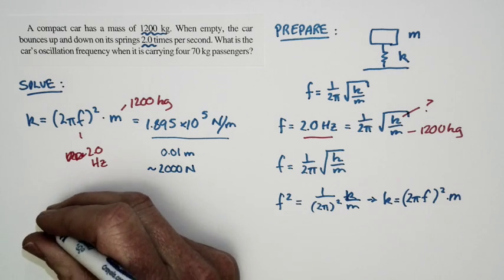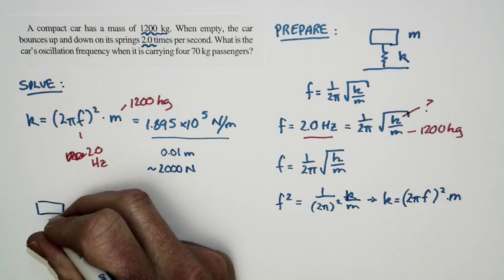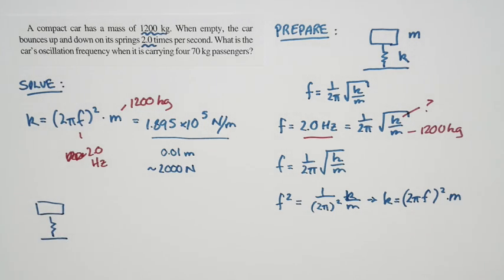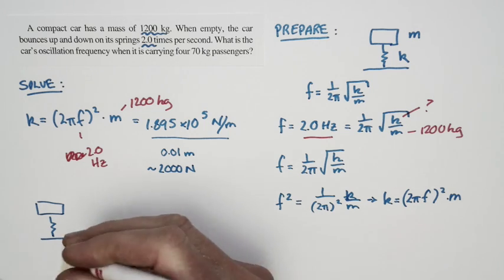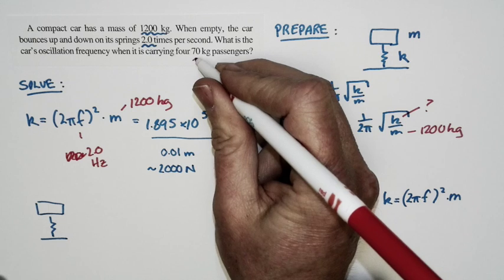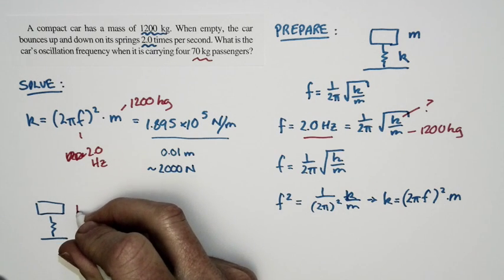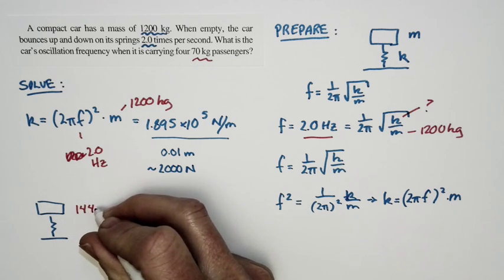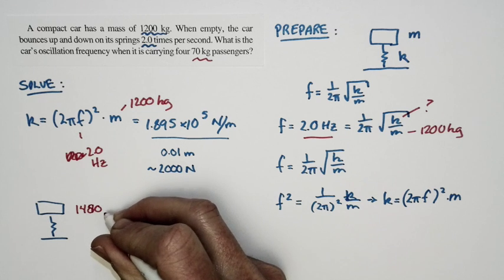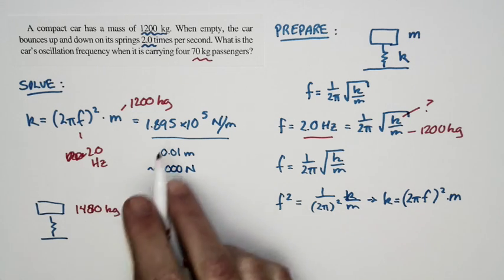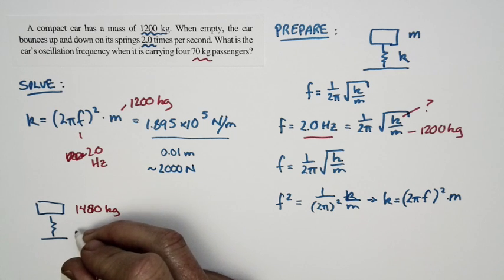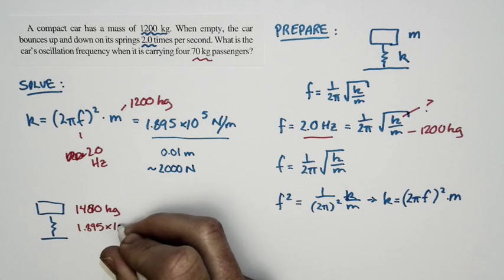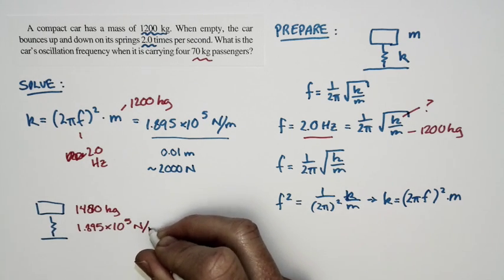Okay, now what we do is this. We say now the situation's changed. I have a mass bouncing up and down in the springs, except things have changed. I've taken the 1,200 kilogram car, and to it, I've added 4 70 kilogram passengers. And so the total mass in motion is the sum of those two, 1,480 kilograms. Okay, so it's just 4 times 70 plus the 1,200. The spring constant of the spring is exactly what we've seen before. It's 1.895 times 10 to the 5th newtons per meter.